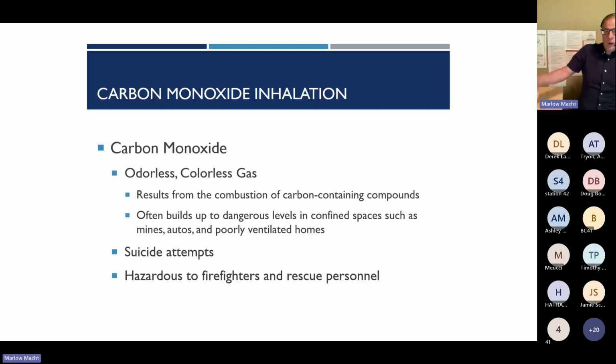Okay, we're coming into the season where we are likely to see some carbon monoxide inhalation. It's odorless and colorless. We will occasionally see it in suicide attempts. Obviously, it poses a hazard to rescue personnel, but typically you're going to be exposed for much less time than the patient is exposed.